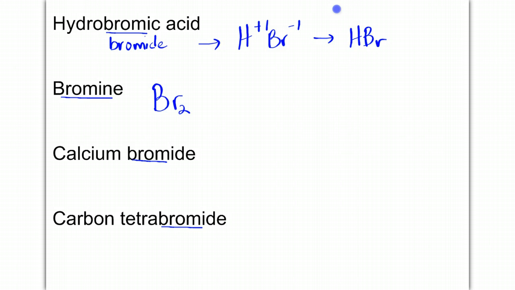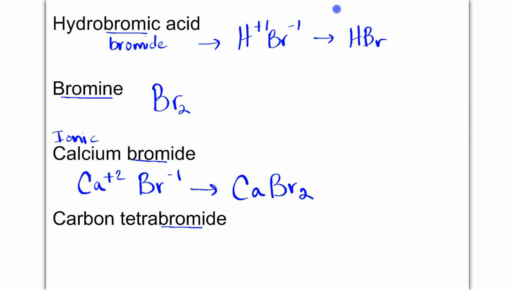Bromine is neutral, so it's going to be Br, and because bromine is diatomic, it's going to also get a little 2. Calcium bromide is ionic, so because this one is ionic, we have to use charges. They either cancel or switch. Calcium is plus 2, bromide is Br minus 1, so I'm going to switch the charges and have a ratio of 1 calcium to 2 bromines.